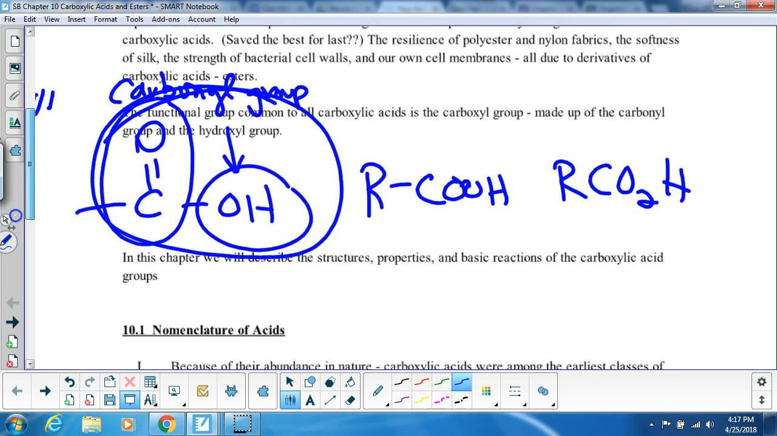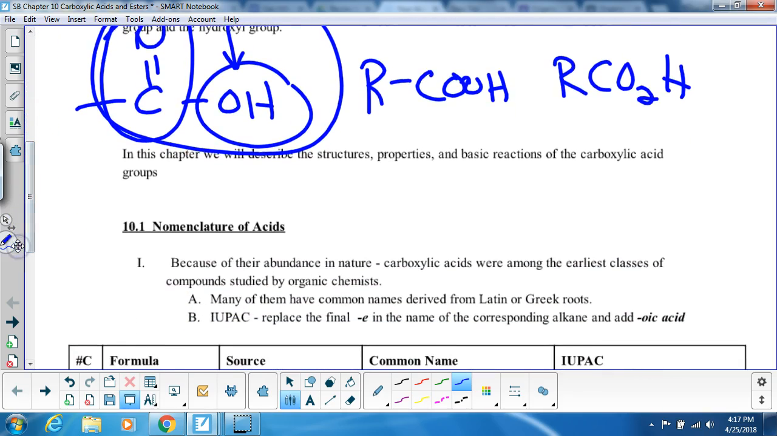So let's see, what's next? Nomenclature. This is kind of interesting, because carboxylic acids are where we get a lot of our common prefix names. I thought it might be interesting to see some of these, though the IUPAC names are what I will use most of the time. It says that because of their abundance in nature, carboxylic acids are among the earliest classes of compounds studied by organic chemists, so there's a bunch of early common names, most of them with Latin or Greek roots. The IUPAC name replaces the final E in the name of the corresponding alkane and adds oic acid. So you have to count your carbons.